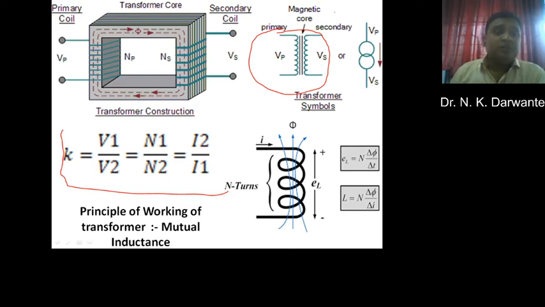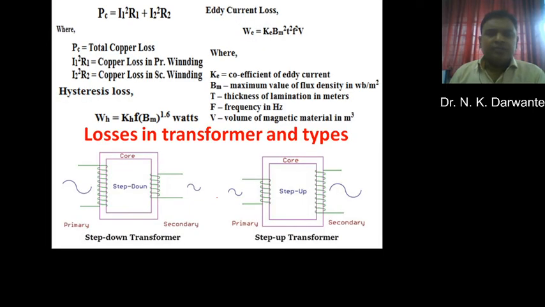And here you can see that the developed voltage is equal to N delta phi divided by delta t, and the inductance is given by the number of turns multiplied by delta phi divided by delta I, that is the variation in the current. Just move to the next slide.